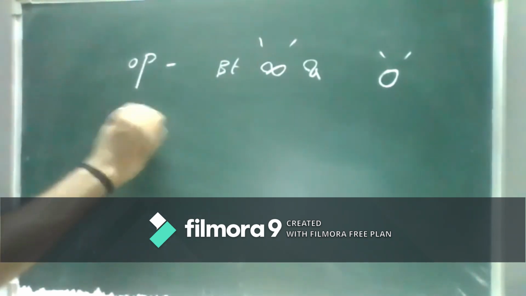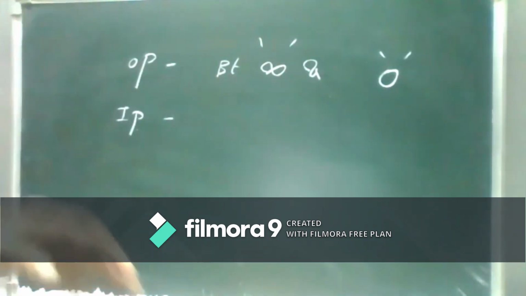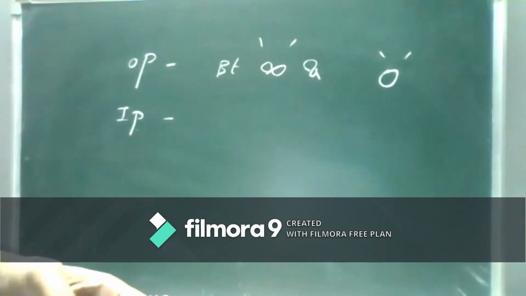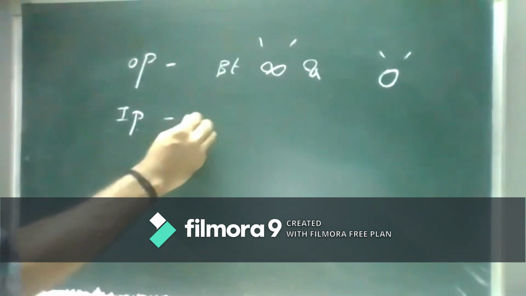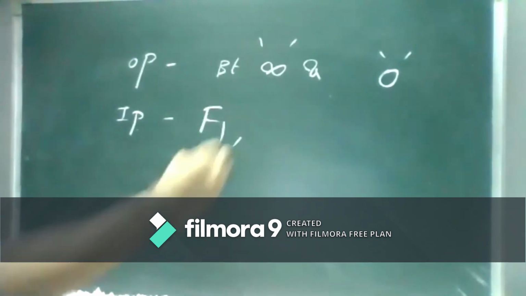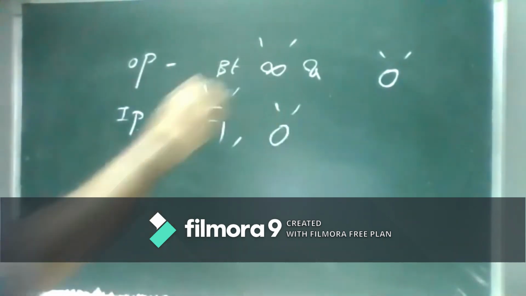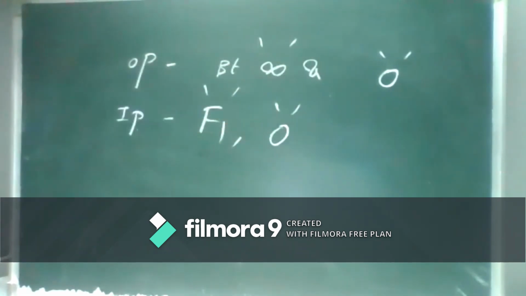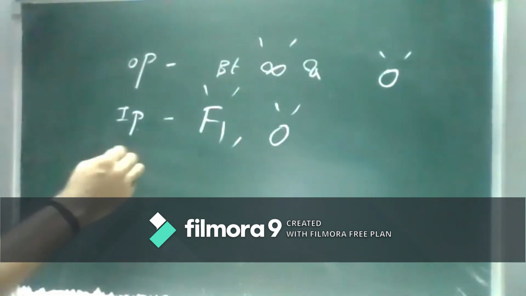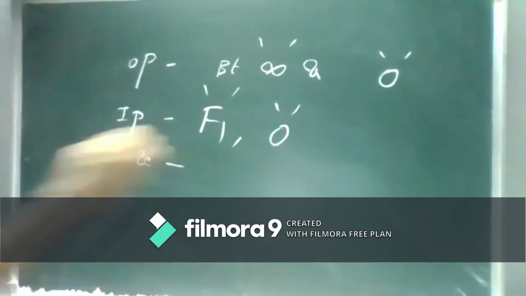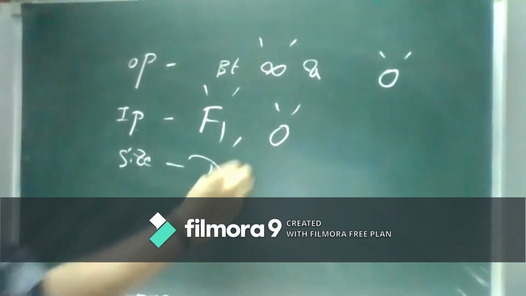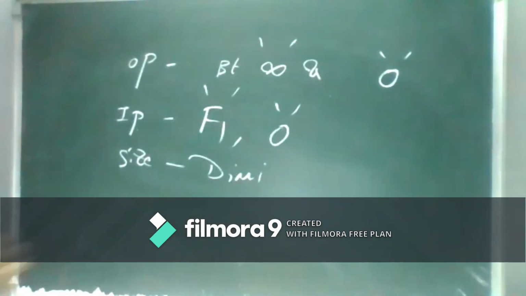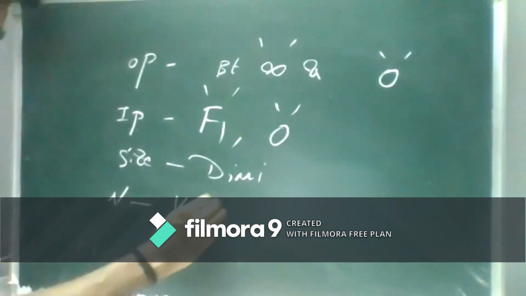And the image position is between the focus F1 and the optical center, the lens center. So the image position is between F1 and O, and the object position is between infinity and O. The size is diminished, and the nature, as usual, is virtual and erect.